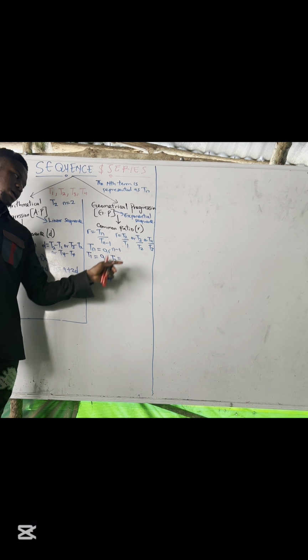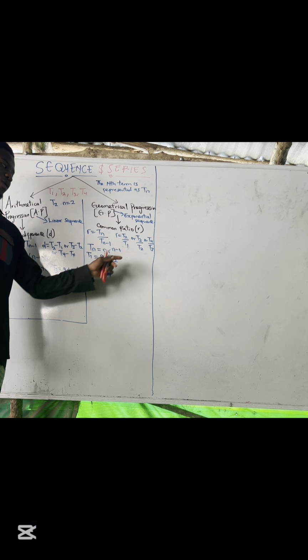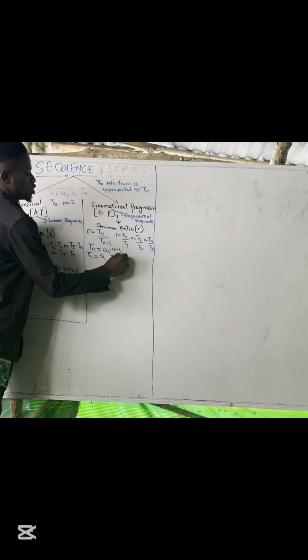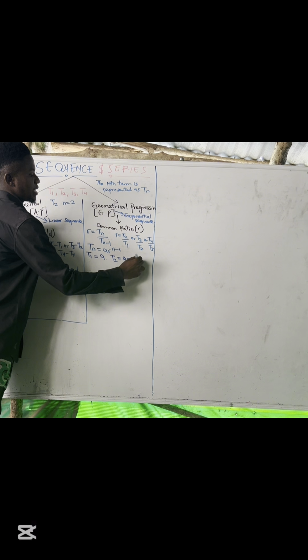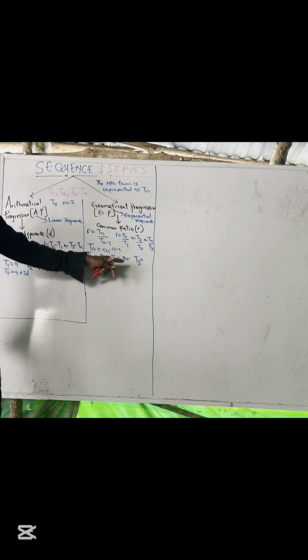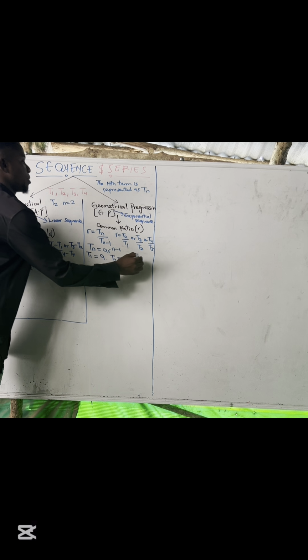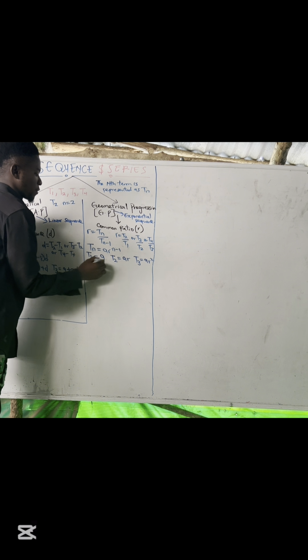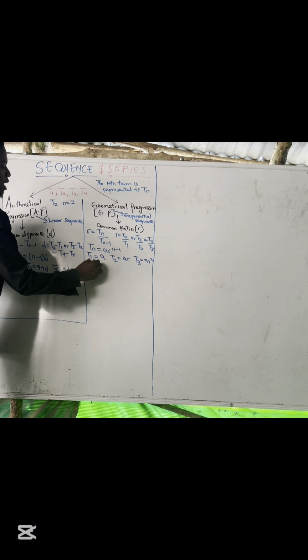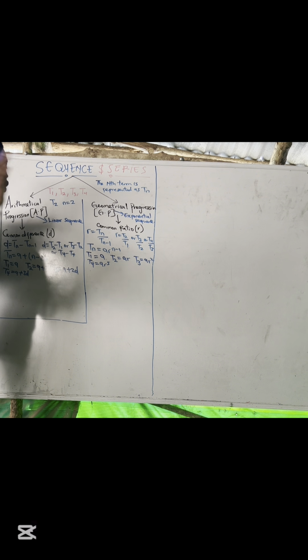My T2 would equals, so for my T2, my N would be 2. So 2 minus 1, that is 1. Then R raised to power 1 is what? R. So my T2 is what? AR. For my T3, my N is 3. 3 minus 1, that is 2. So that would be what? AR squared. And also for my T4, that would be what? AR cubed. And so on, like that.